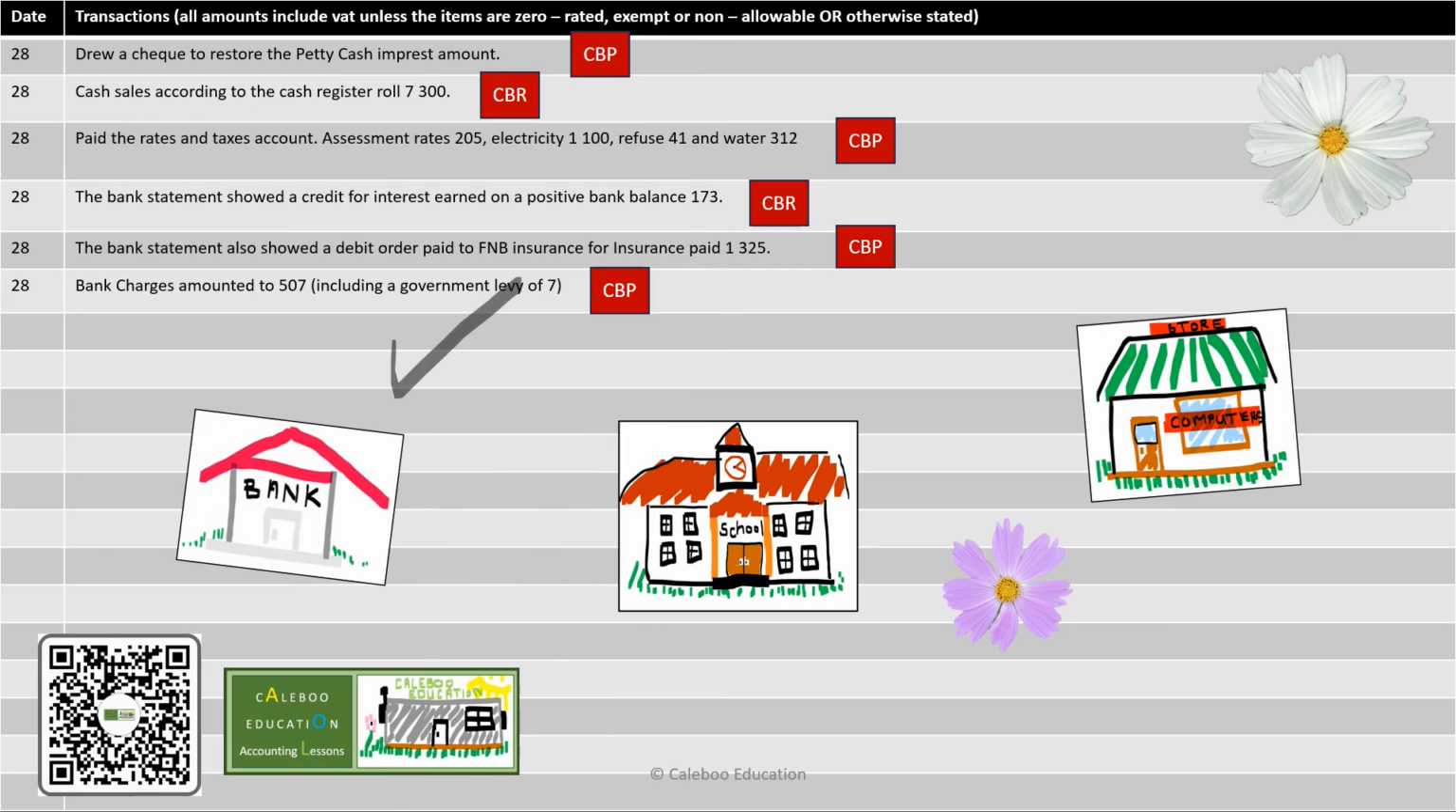And then there were more transactions on the 28th of February, but none of them needed to go into the debtors journal. For this month of February, there were no more credit sales. So now what we need to do is look at recording these transactions in the debtors journal.